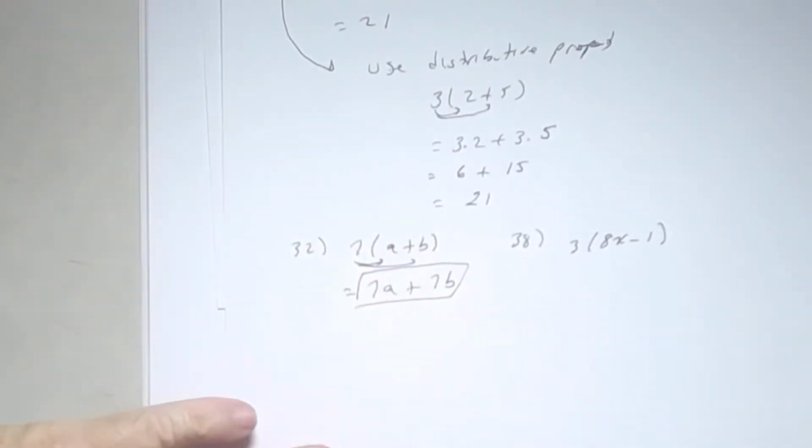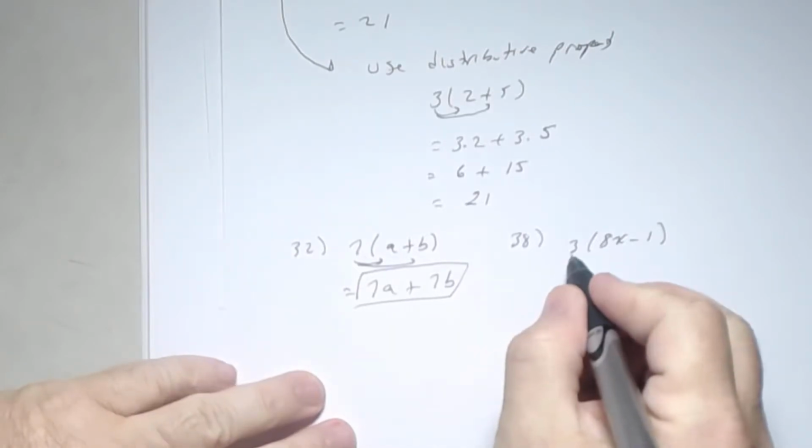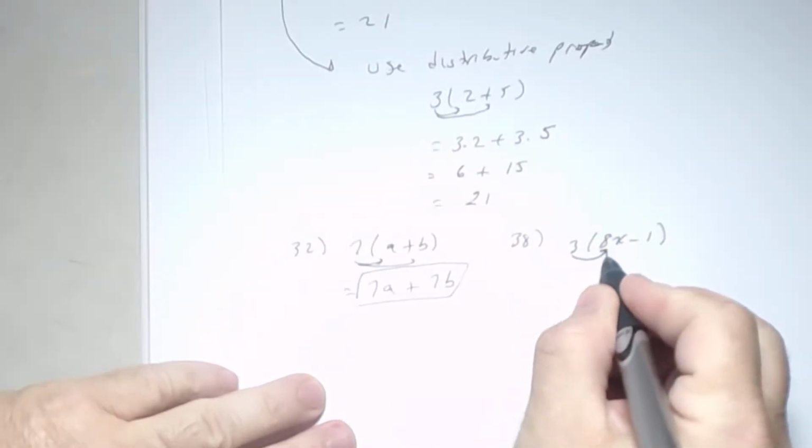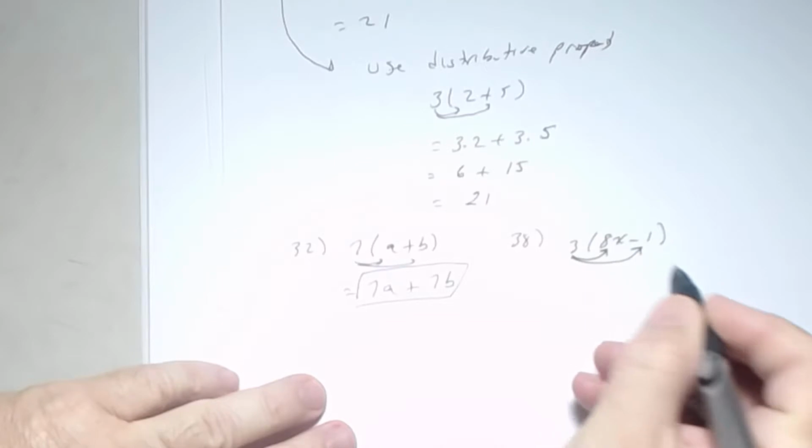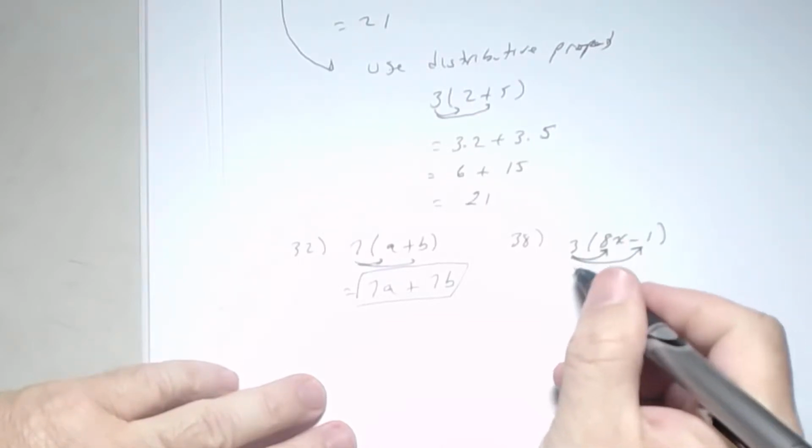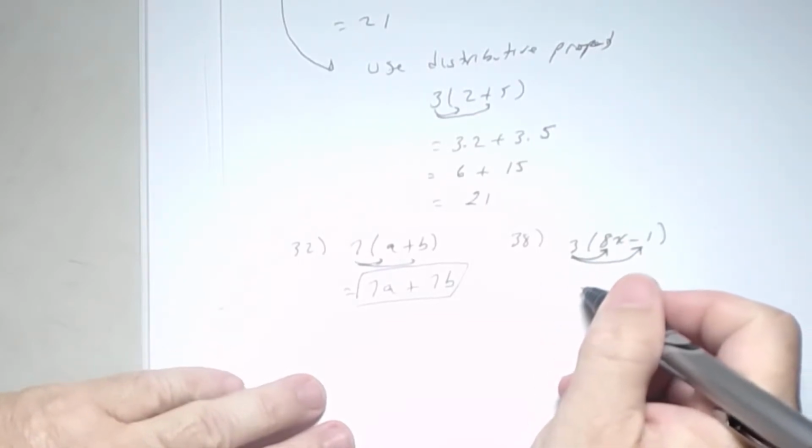All right. So let's get rid of the parentheses. We're going to get rid of the parentheses using what property? Distributive property. So you're going to say 3 times what? 8x, and then 3 times what? Negative 1. Now, you can skip the step that I'm about to do, but you don't have to.